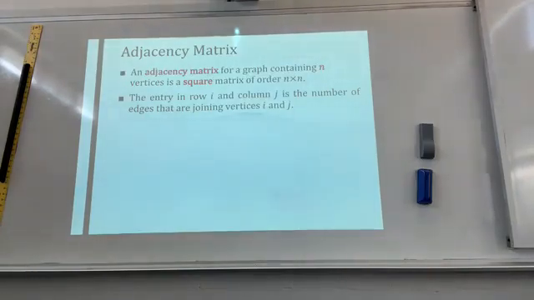An adjacency matrix for a graph containing n vertices is a square matrix of order n times n. Alright? It is always a square matrix. It's not going to be a matrix with a different order, always n times n. Remember, row is i, column is j. The entry in row i and column j is the number of edges joining vertices i and j. Now, the important thing to take from this slide: an adjacency matrix is always a square matrix. If it has n vertices, the square matrix will be n times n.